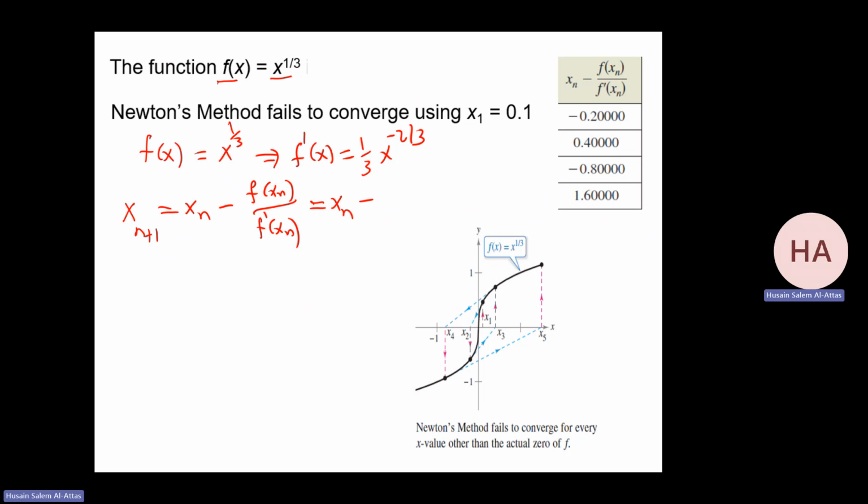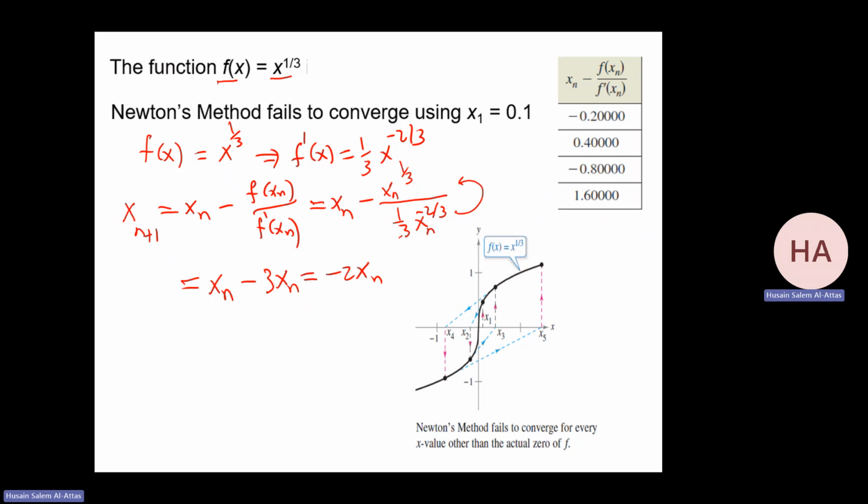Do it as a calculation. I have xn minus, what is f of xn? It will be xn to the power 1 over 3, over 1 over 3 xn to the power minus 2 over 3. So this one with a negative power, I take it to the numerator. So that will be xn minus x to the power 2 over 3 times x to the power 1 over 3, which is x, and this also becomes 3. So that will be minus 3xn. So actually this gives me minus 2xn.